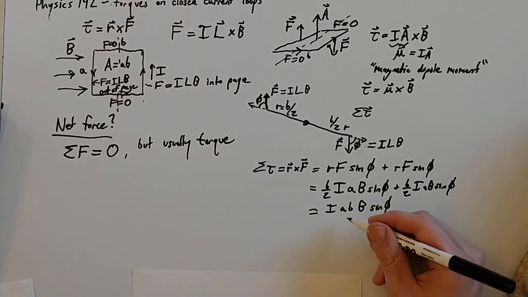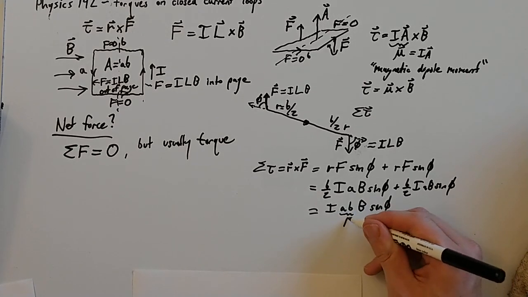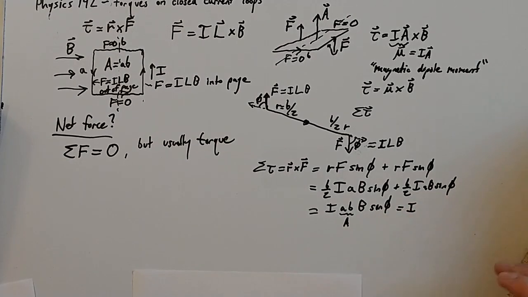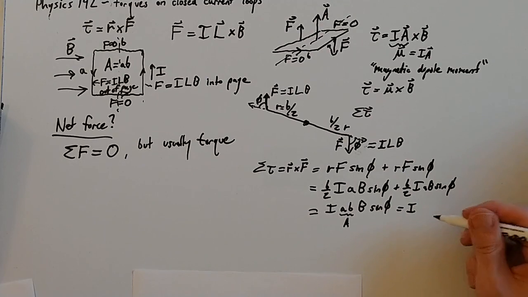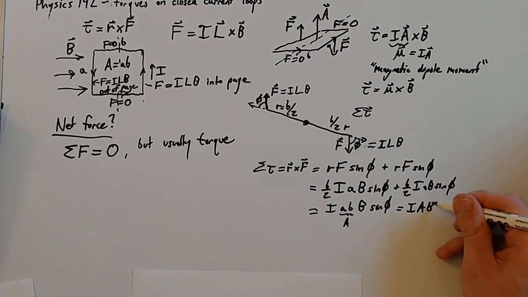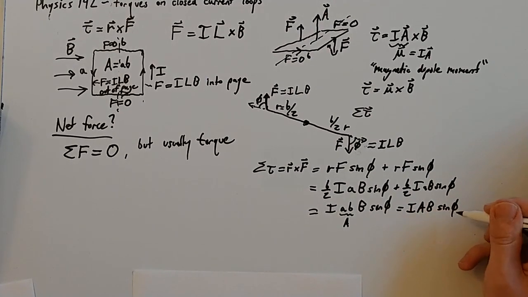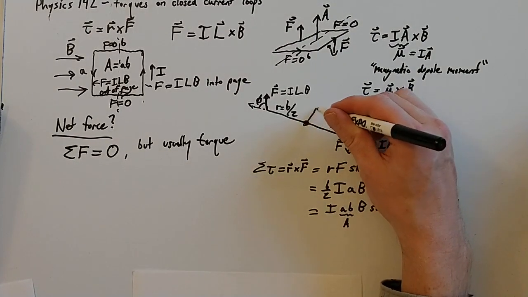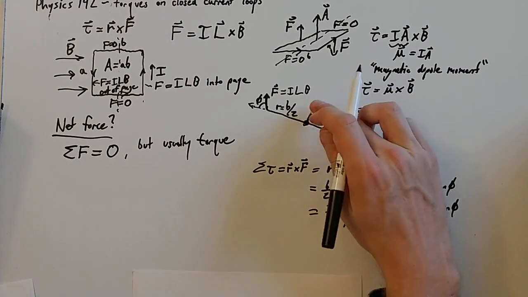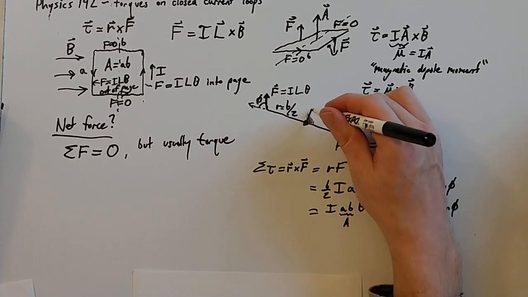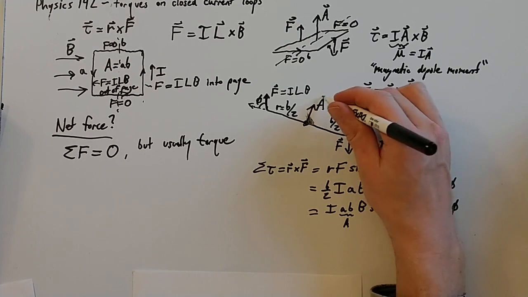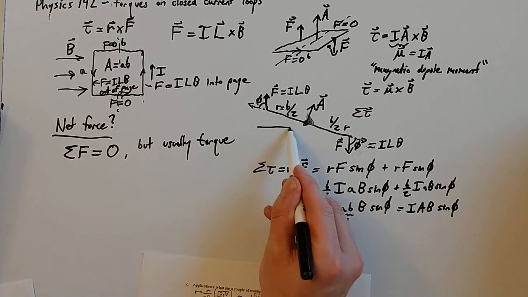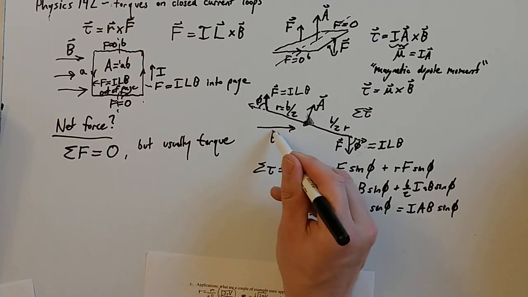But now what you see is A times B, that is just the area. So now we have I times the area times B times the sine of the angle between them. And the last thing to notice is the area vector always points perpendicular here, so that's the area vector. And B was always horizontal, so here's the direction of B.